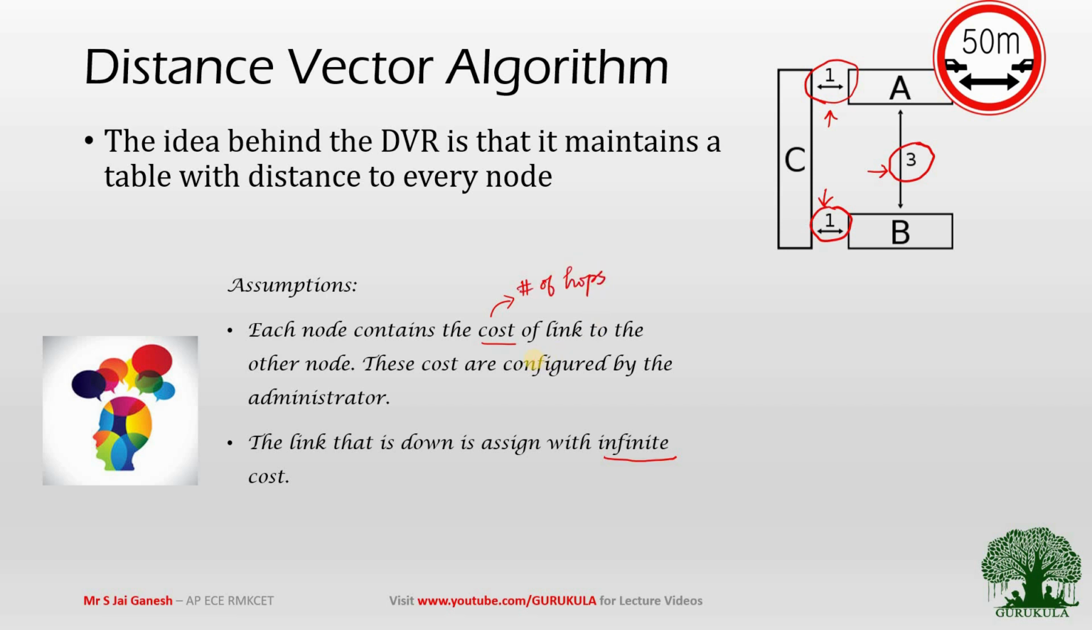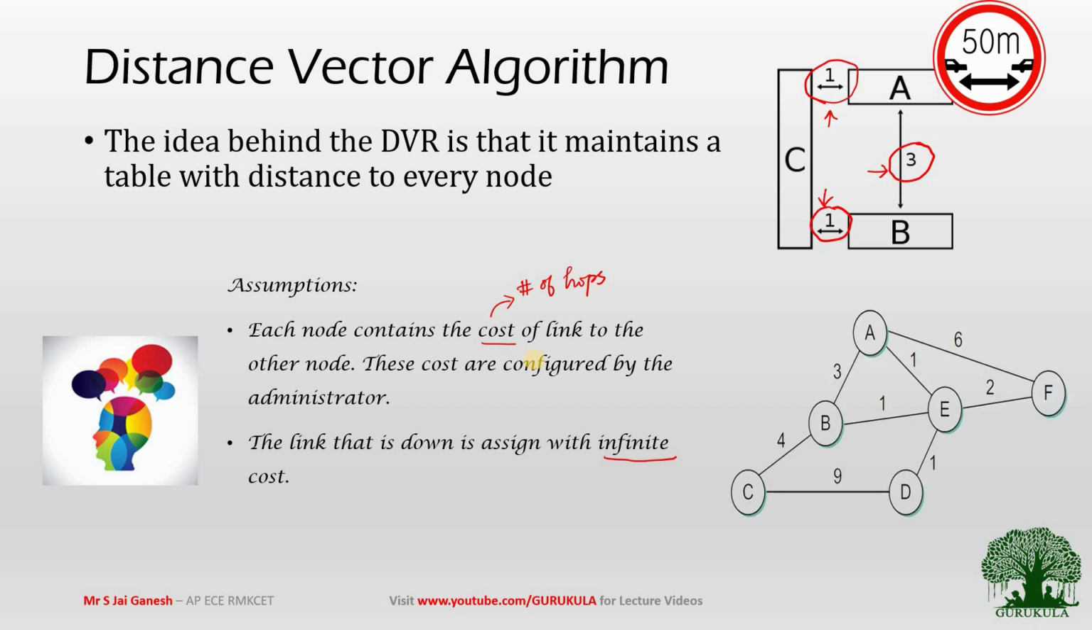The fewer the number of hops, the faster you can reach. So we will always choose the shortest path to reach from source to destination. This is the reason why we assign the infinite cost, which means the highest cost, which the router will never take into account for reaching the destination.